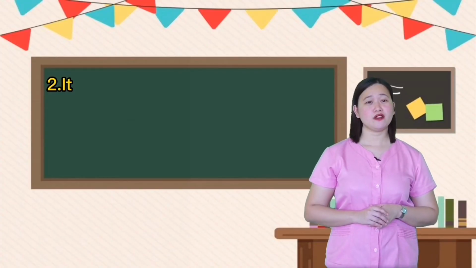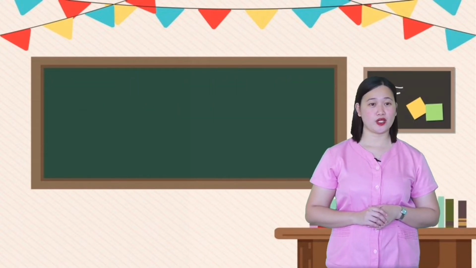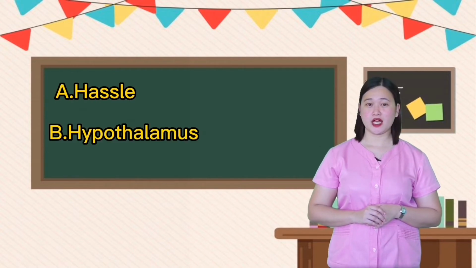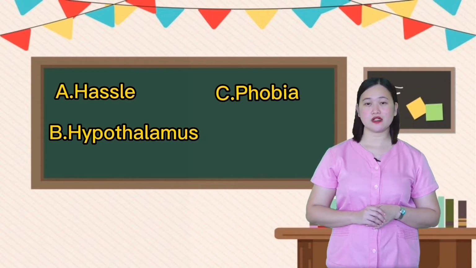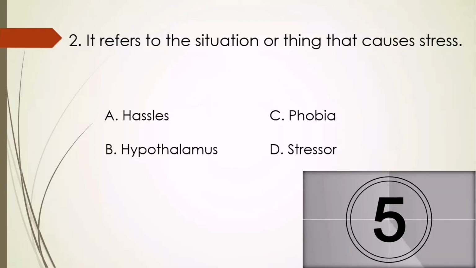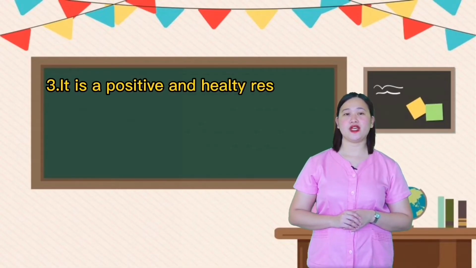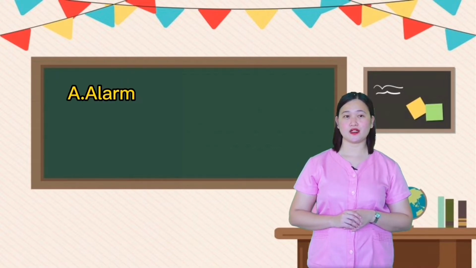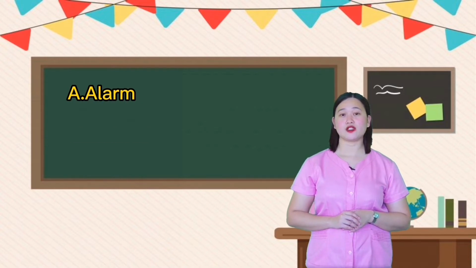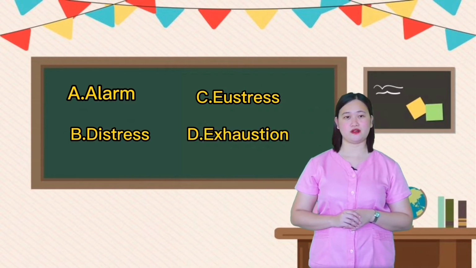Number 2. It refers to the situation or thing that causes stress. Letter A, hassle. Letter B, hypothalamus. Letter C, phobia. Or letter D, stressor. Number 3. It is a positive and healthy response of the body from a stressor. Letter A, alarm. Letter B, distress. Letter C, eustress. Or letter D, exhaustion.